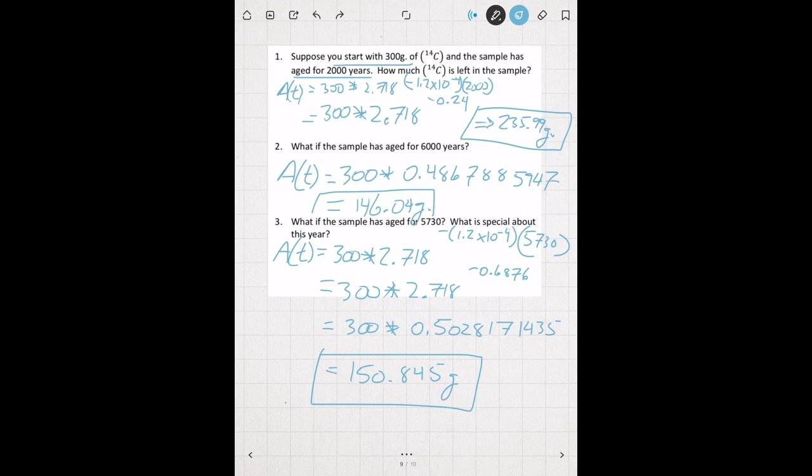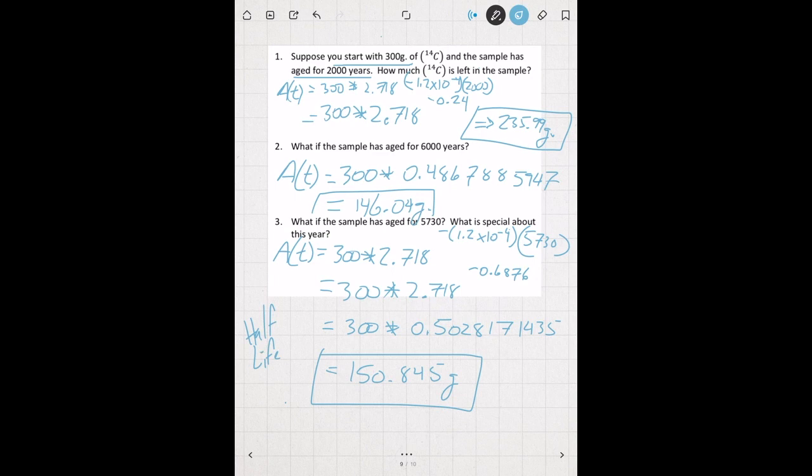Okay, nothing different about this problem, but what's so special about this year, the 5,730? What's so special about that? It gave us roughly 150 grams. Well, this is what's called the half-life. This is called the year that gives us the half-life of radiocarbon. It's how long does it take for the initial amount of radiocarbon to be cut in half. So I will say that this is the half-life.